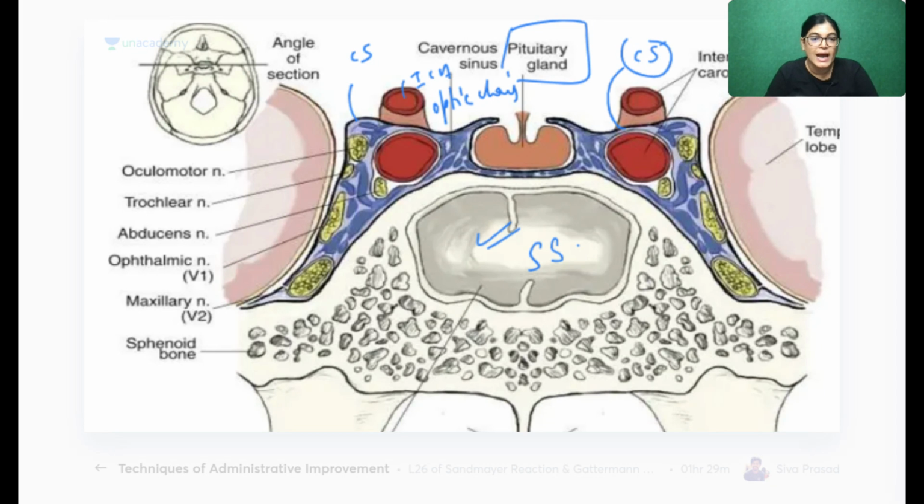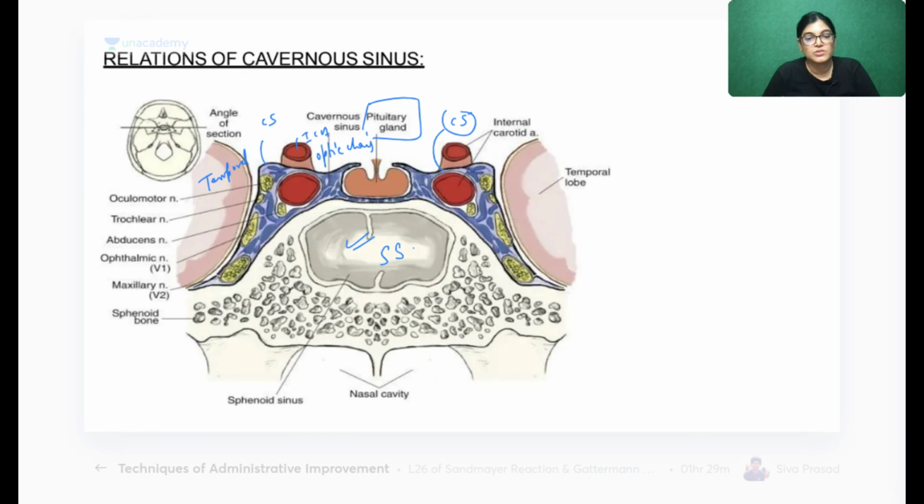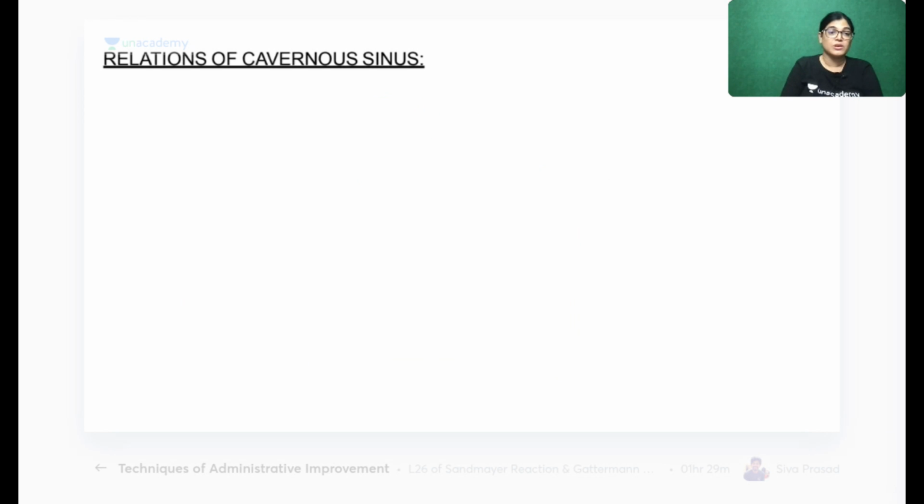If we talk about its lateral aspect, this is the temporal lobe, which is lying on the lateral aspect. Anteriorly, as we have seen in the extent, it is extending to the superior orbital fissure, and posteriorly to the apex of petrous temporal bone. So these are the important relations. First the important relations, then the structures traversing. Please write down, because these relations are also important for you.